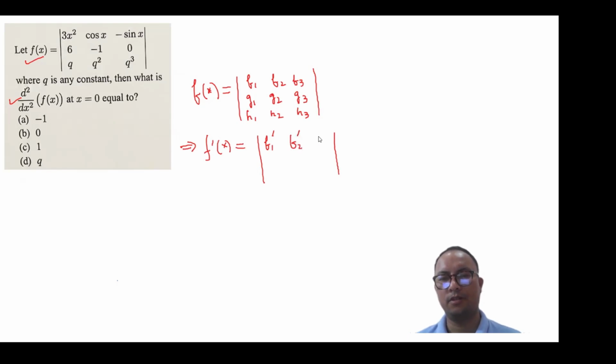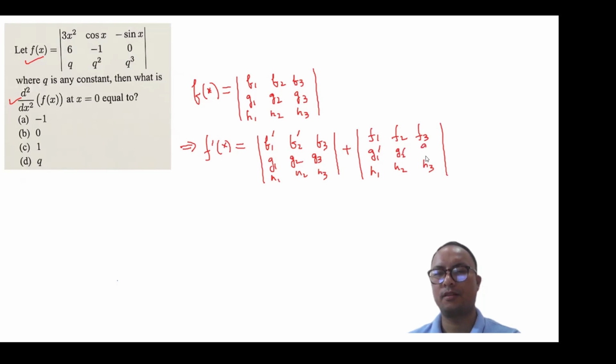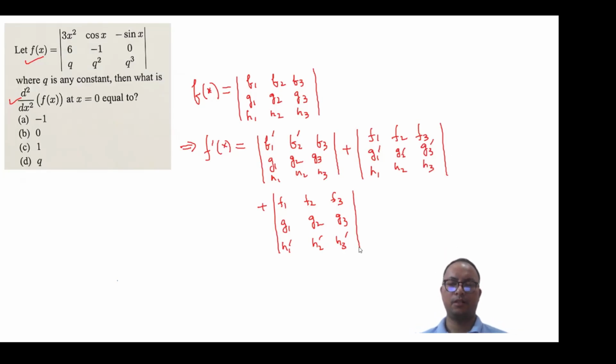first take the derivative of the first row only, and you will not change the other rows. Then take the derivative of the second row, keeping the first and third rows. Then take the derivative of the last row, keeping the first and second rows. So this is the shortcut actually.